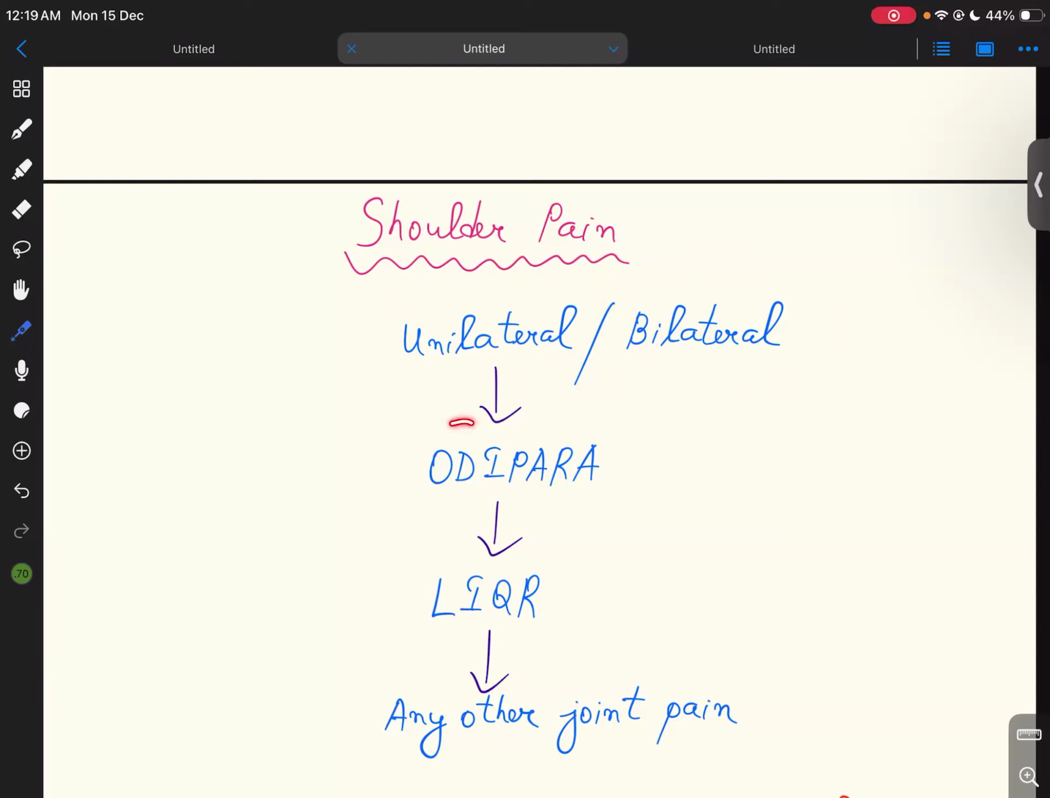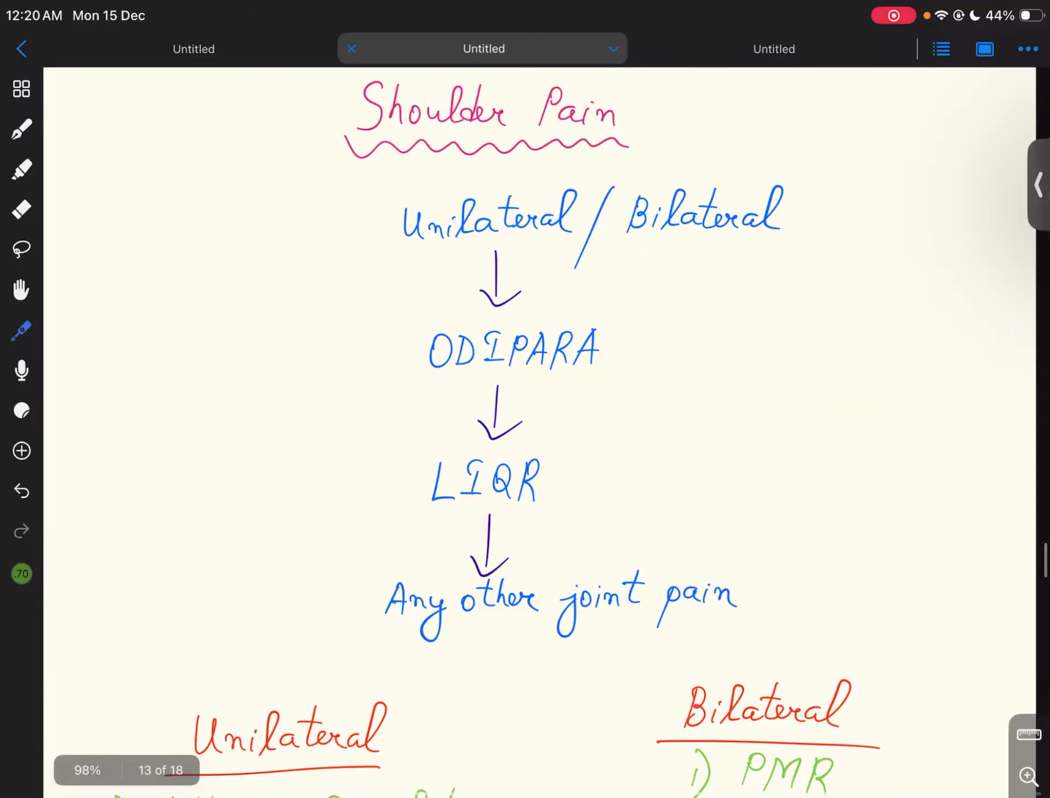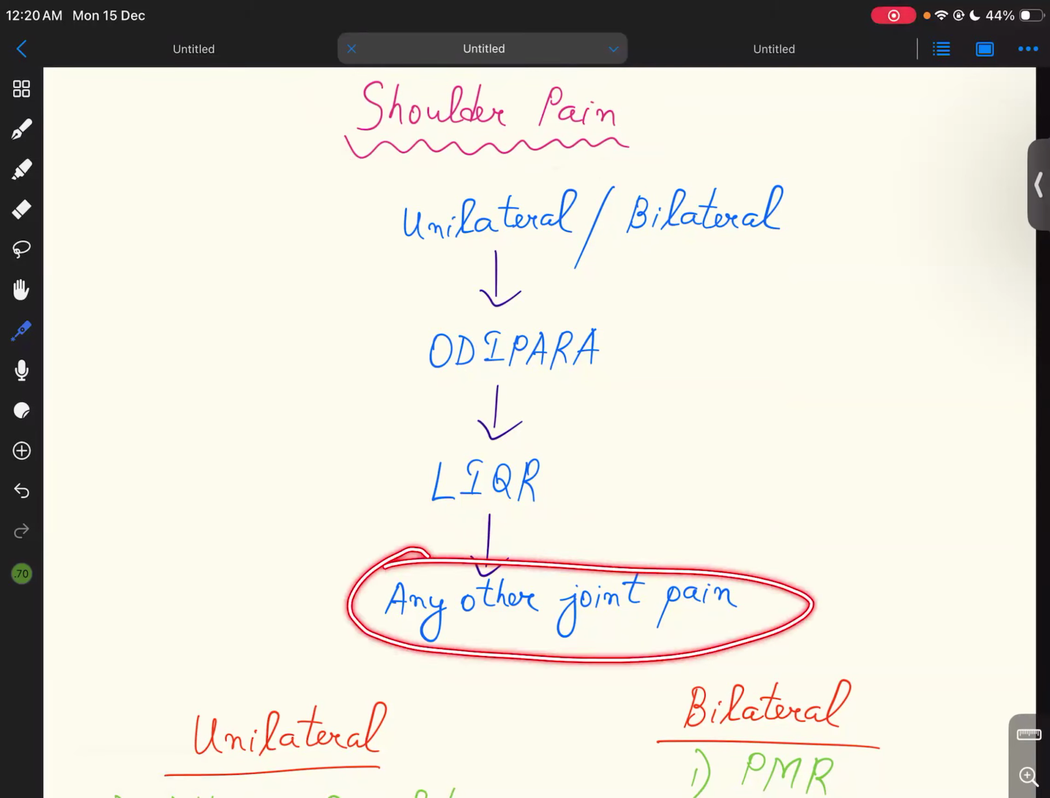Then we have to analyze the symptom using the mnemonic ODPARA. Here O goes for onset, duration, initial episode, progression, aggravating factor, relieving factor, and associated symptoms. Then LIQD. There it goes for location, intensity, quality, and duration. And also, for any joint pain, this is a shoulder pain, shoulder joint is a joint. You have to ask about any other joint pain or not.